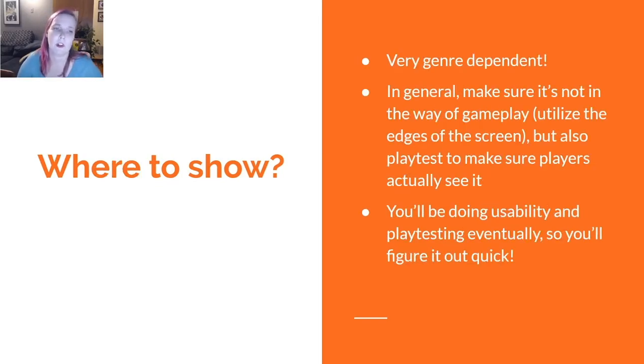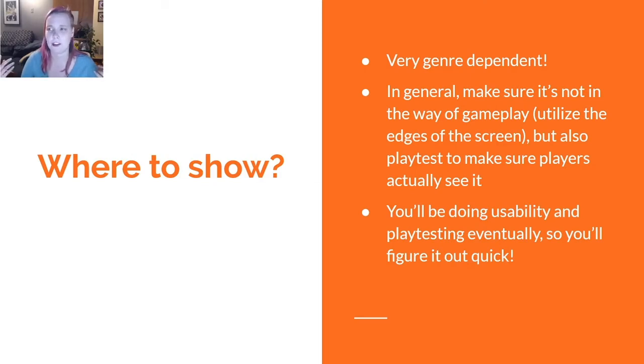And then in terms of where to show, this is extremely genre dependent, so I can't really answer this question for you, but in general, you want to make sure that your UI is not in the way of gameplay. So you are often utilizing the edges of the screen, the corners and the center, top and bottom, and also it depends on if the importance of the information is so great that you need players to see it right away. You may put it front and center, but that probably also means that you'll pause gameplay when you're showing it.